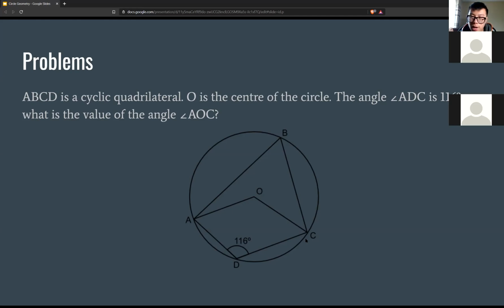So you're going to have to use two theorems. You have to use the quadrilateral theorem, where opposite angles add up to 180. And if you notice, we also have ABCO, which makes a Star Trek, so we can use the Star Trek theorem. So does anyone have an answer? 64. Here, let me see.